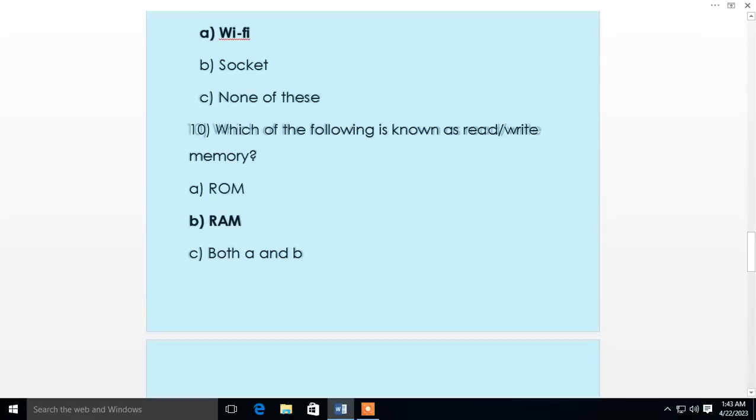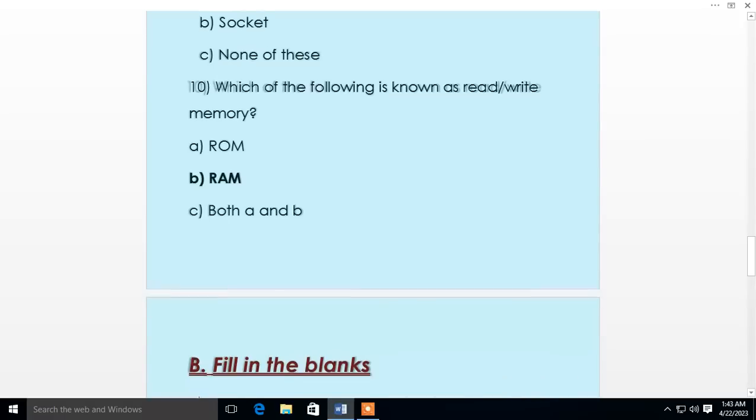Now coming to question number 10, which of the following is known as read-write memory? You know ROM, you can read only ROM, the read-only memory. So the correct answer will be RAM. So both A and B are not correct, because RAM is random access memory, where we can read as well as write. But in ROM, as you can see very well, read-only memory, you can only read. For that reason, that is not correct. So the correct answer is B, that is RAM.